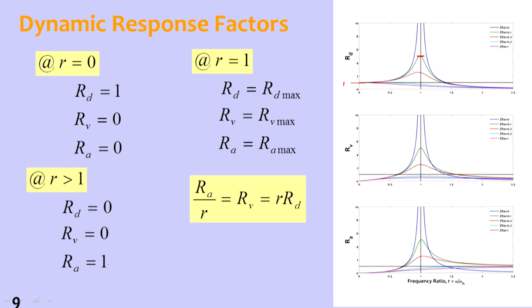So if we look at the relationship among these three things, Ra divided by frequency ratio is equal to Rv, that is again equal to R into Rd. Now let us look at some special cases in this. What are these special cases? The special case, if we discuss in detail, is when R is equal to 0, that is the at rest condition.